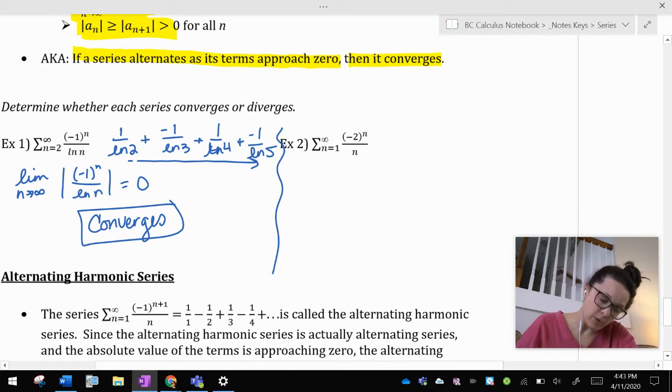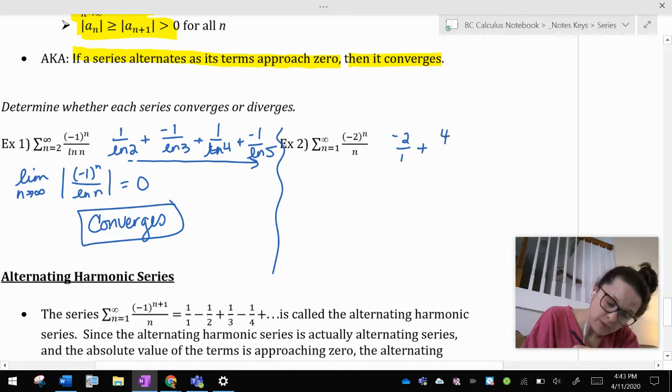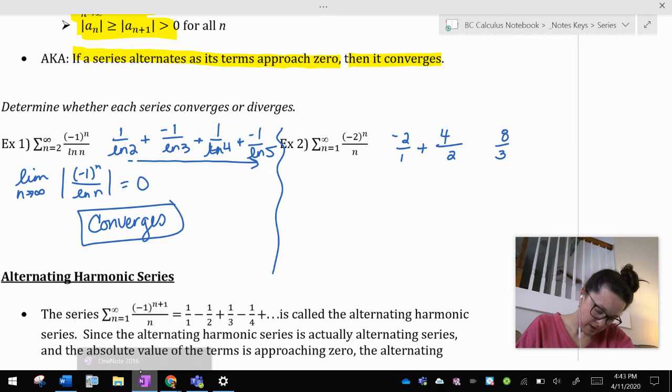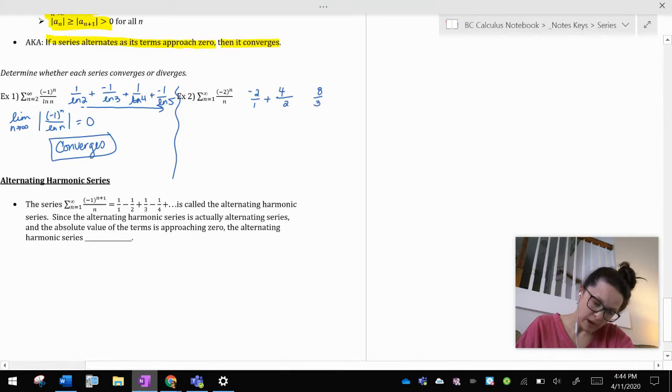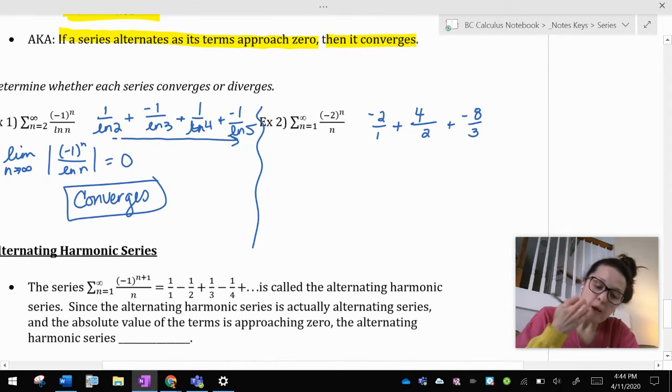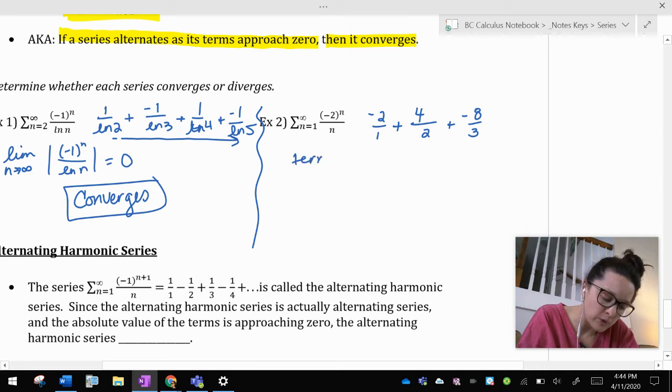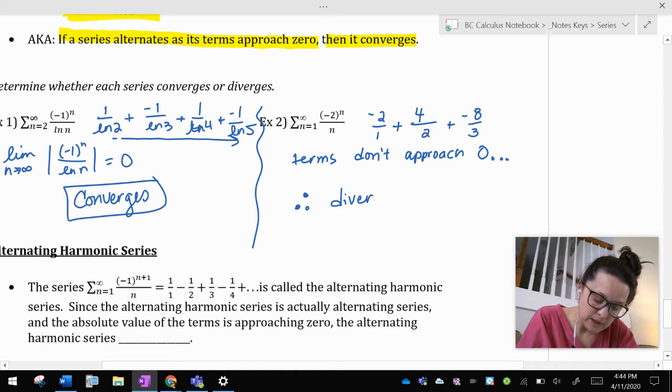Okay, and now if I look at this other one, this alternates. So if n equals 1, I have negative 2 over 1. When n equals 2, that's going to be positive 4 over 2. When n equals 3, that's going to be negative 8 over 3. Yeah, that definitely alternates. Are the terms shrinking? Well, the bottom is getting bigger, but the top is getting a lot bigger than the bottom. These terms don't approach 0. Therefore, this diverges.